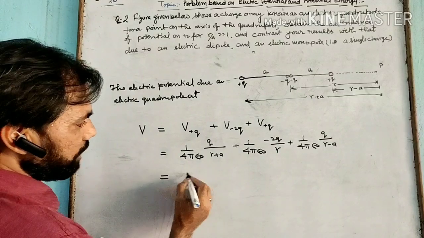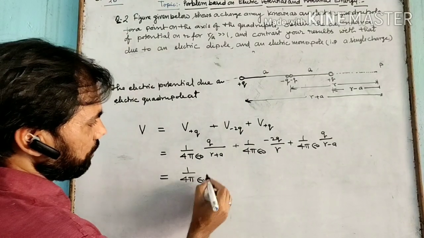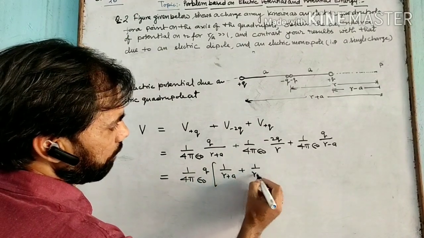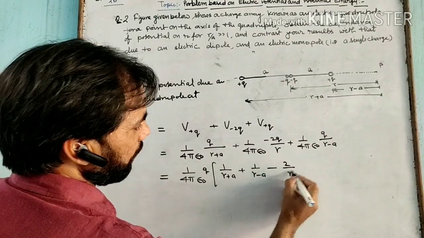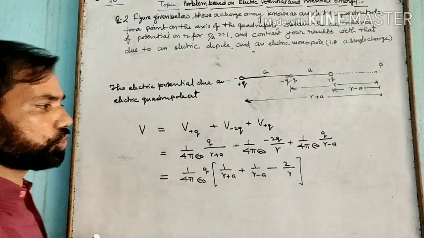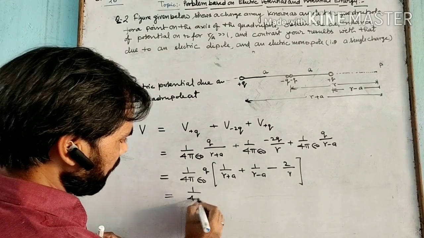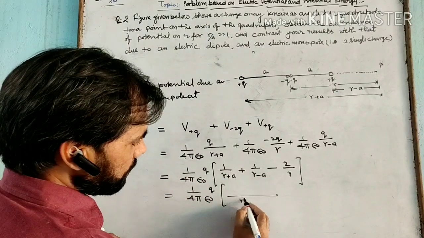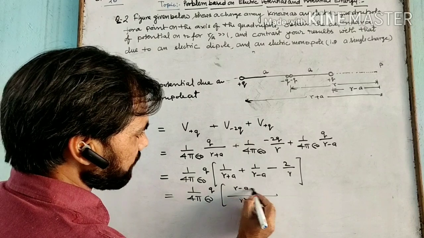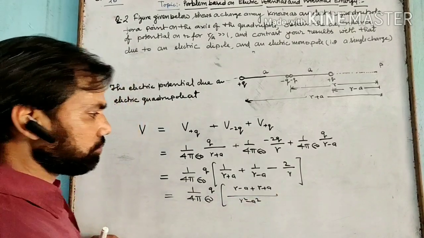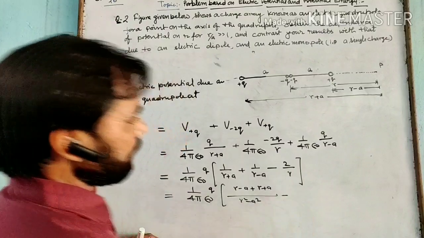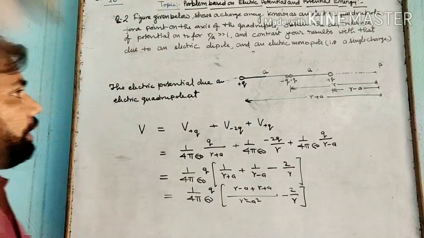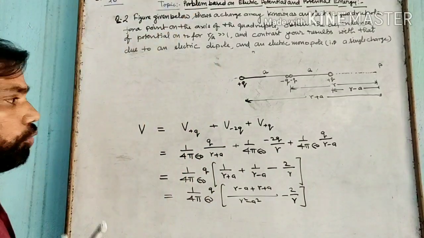Let us solve this. 1 upon 4 pi epsilon 0, q take outside, so we have 1 upon r plus a plus 1 upon r minus a minus 2 upon r. Since we take q outside, we can solve this as 1 upon 4 pi epsilon 0 q, and take LCM of these two, that is r square minus a square, r minus a plus r plus a. Okay, so here we can write this as minus 2 upon r. Okay, now this becomes equal to how much?